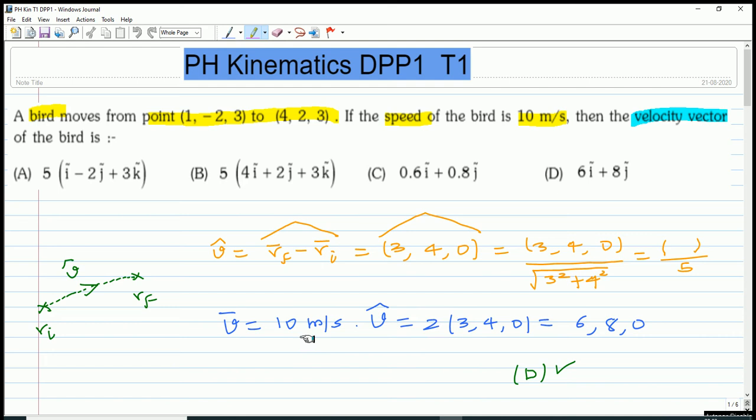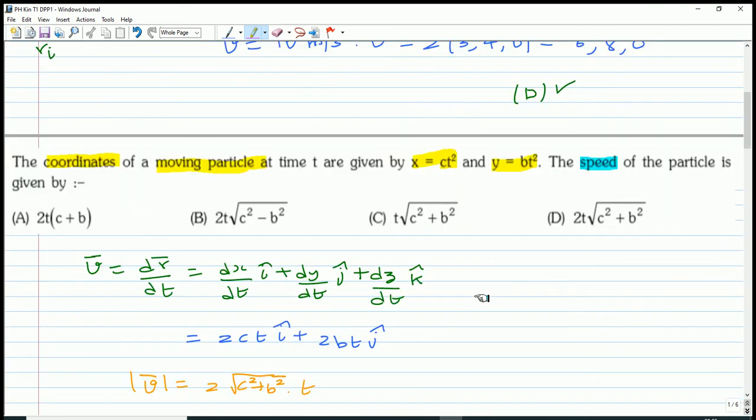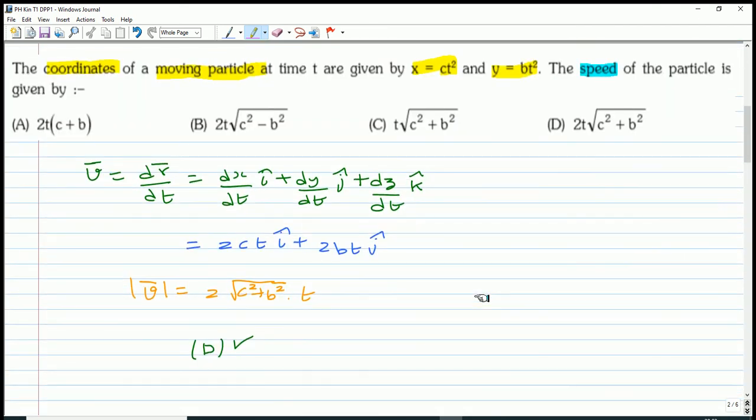So the velocity vector is given by its magnitude times the direction v cap. So it is 10 times this quantity. So that will be 2 times (3i cap plus 4j cap), which is 6i cap plus 8j cap. So the correct option is option D. Let's move to the next problem.